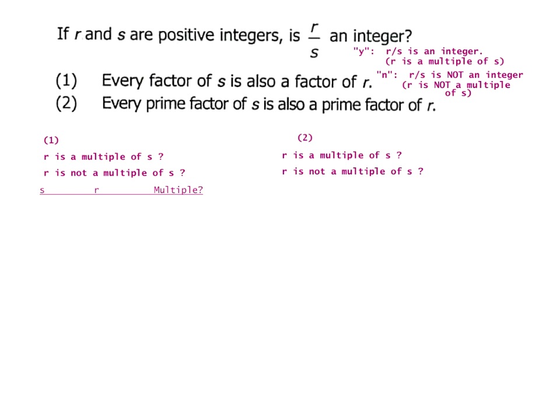Let's say S is 2. If S is 2, then the factors are 1 and 2. Oh, look at that. That means that 2 has to be a factor of R, so it's going to be some multiple of 2, because it has to have 2 as a factor. If we try another number, you'll see right away. Like if we try 6, the factors of 6 are 1, 2, 3, and 6.